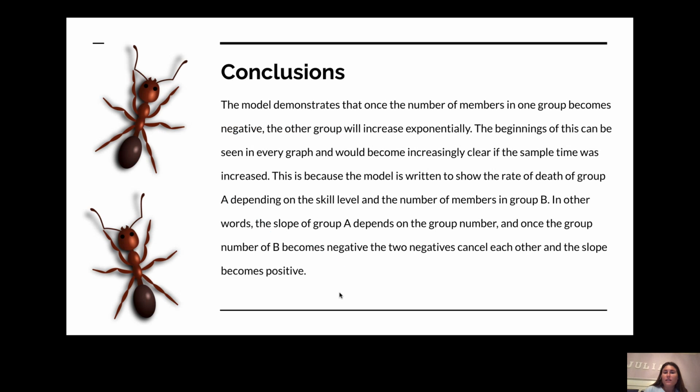So in conclusion, the model demonstrates that once the number of members in one group becomes negative, the other group will increase exponentially. The beginnings of this can be seen in every graph and will become increasingly clear if the sample time was increased. This is because the model is written to show the rate of death of Group A depending on the skill level and number of members in Group B. In other words, the slope of Group A depends on the group number, and once the group number of B becomes negative, the two negatives cancel each other out and the slope becomes positive.